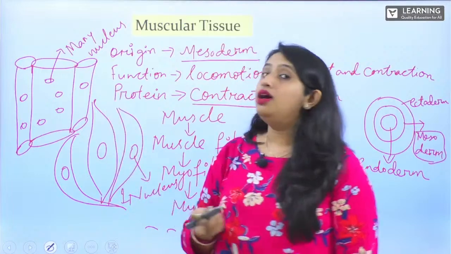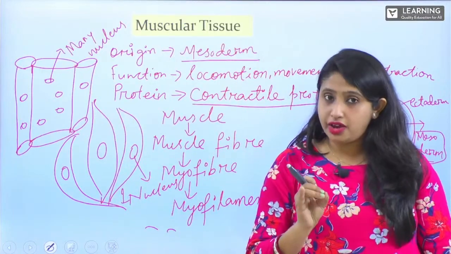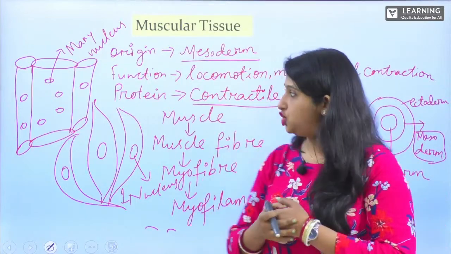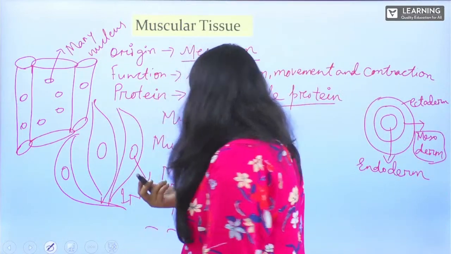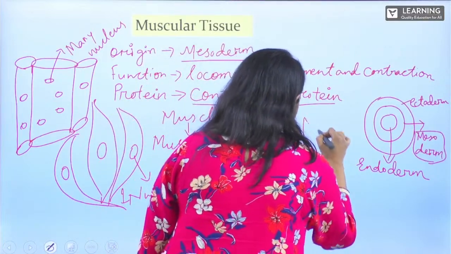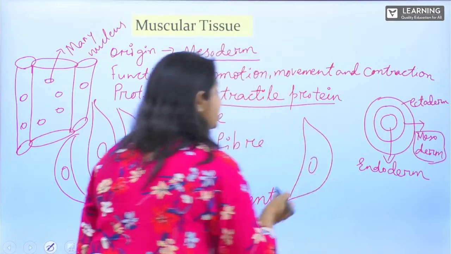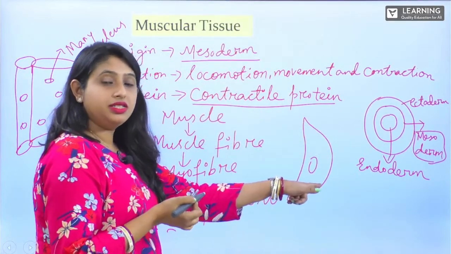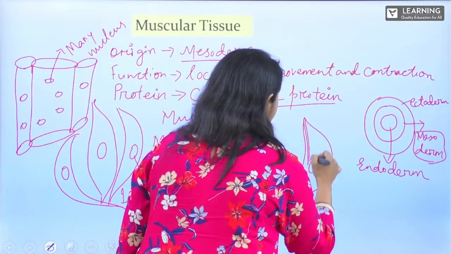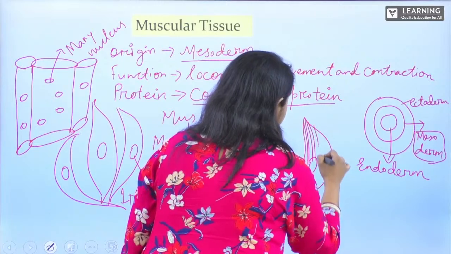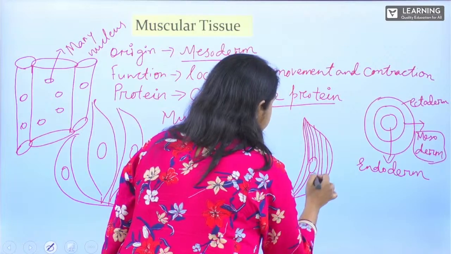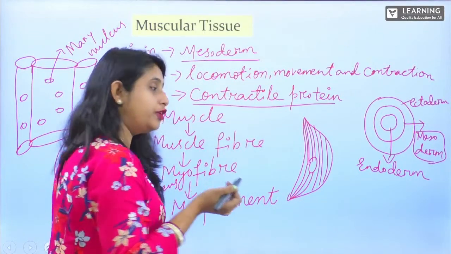And also, how are the fibers arranged? The fibers in the muscle tissue are arranged in a parallel fashion. Let me draw here. If I draw this muscular tissue, a smooth muscle cell or smooth muscle tissue, the fibers will be arranged in a parallel fashion, like this. These fibers are known as myofibers.